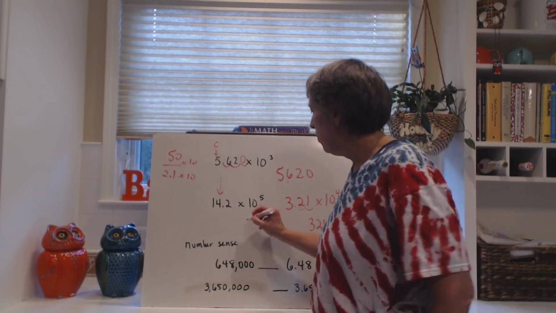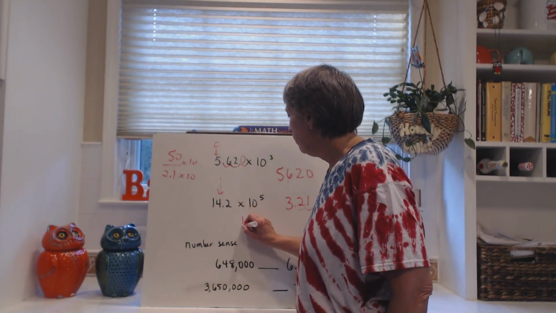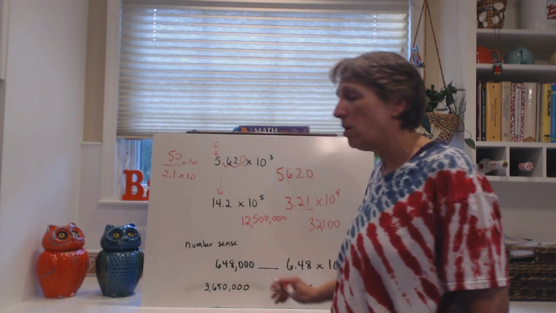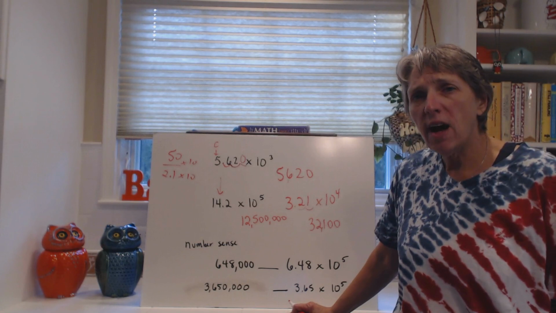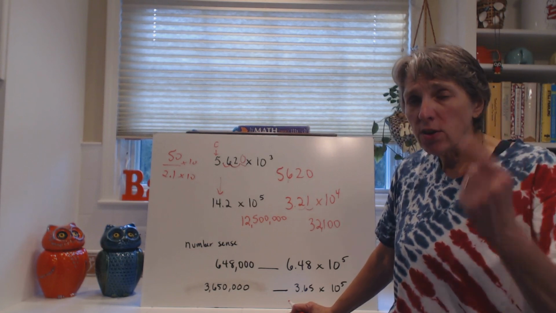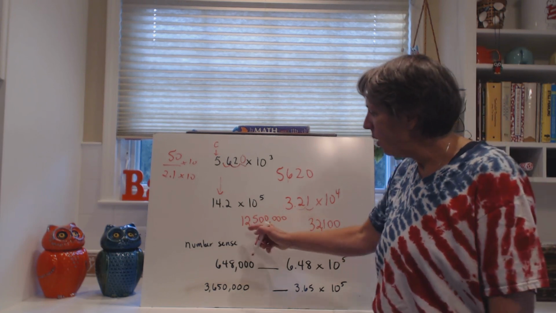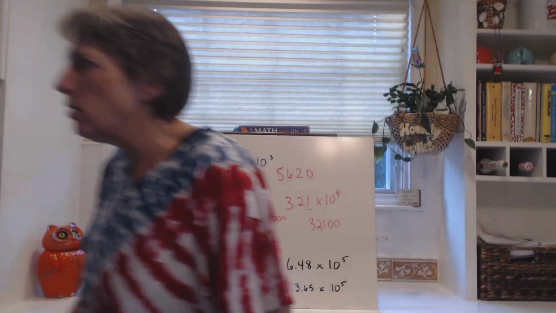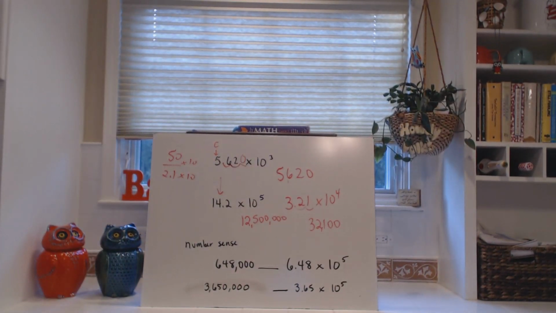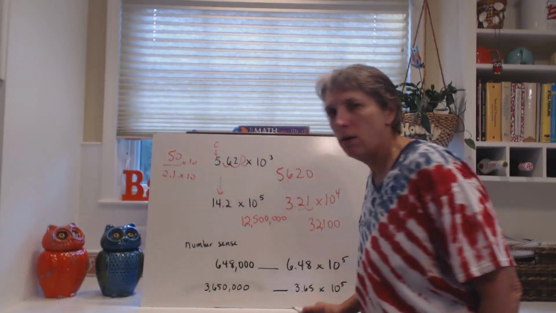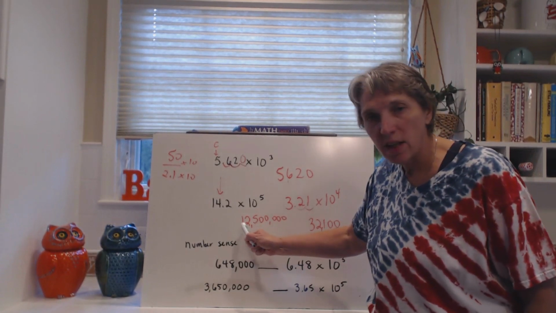If I tell you to put this number into scientific notation, 12,500,000, the first number has to be between 1 and 9. So look, go ahead and put, let me get this other marker, go ahead and put the decimal place in. The decimal place has to go right here because it has to be the first, only a single digit number.